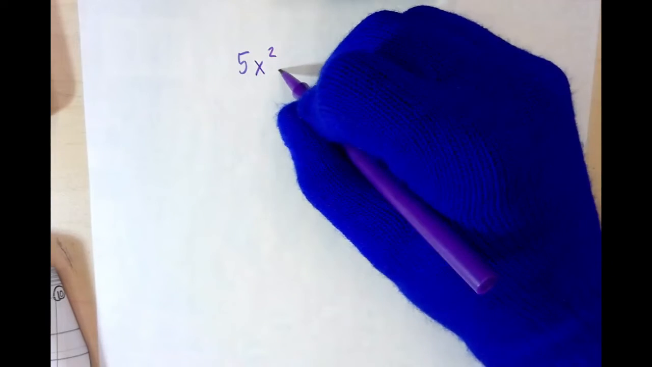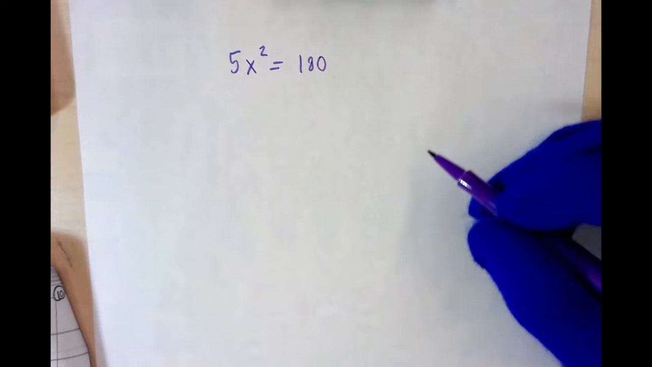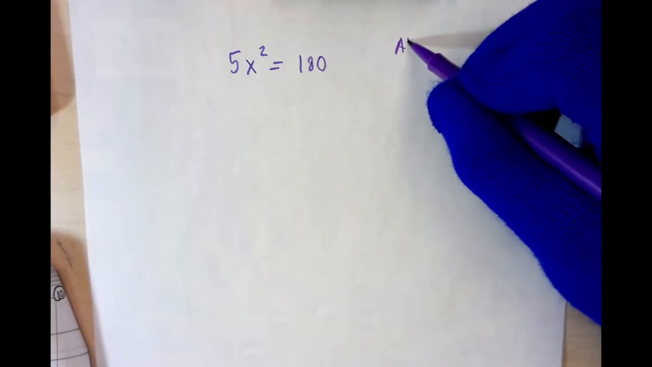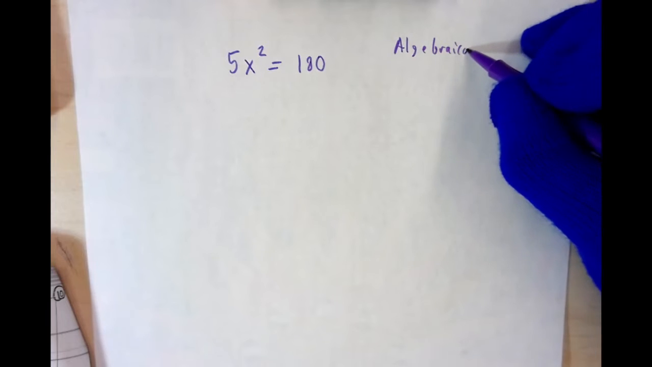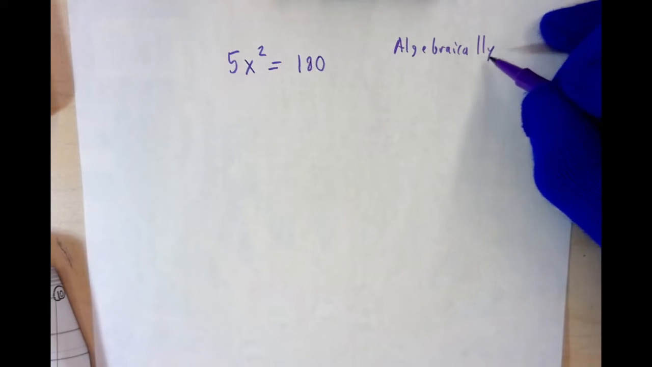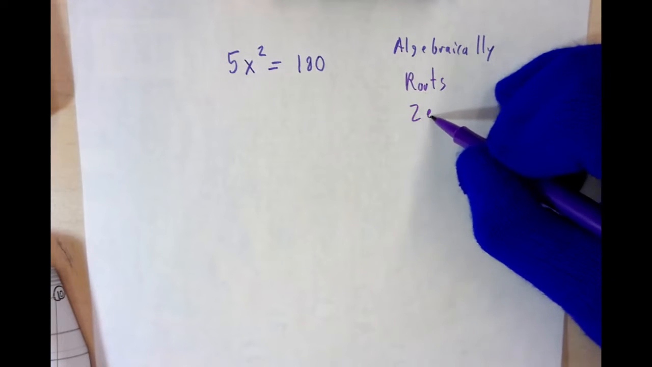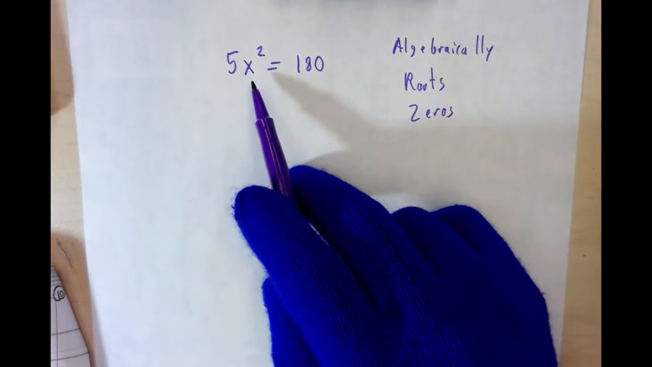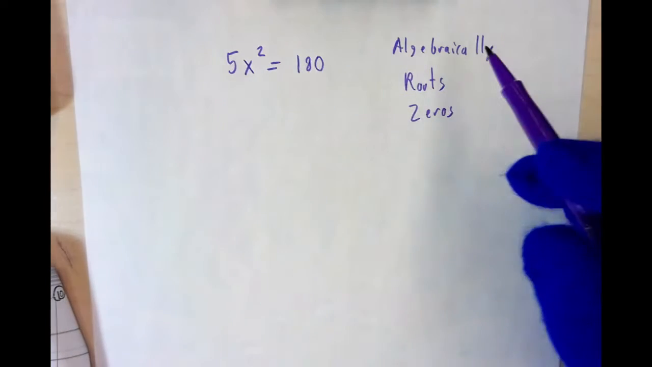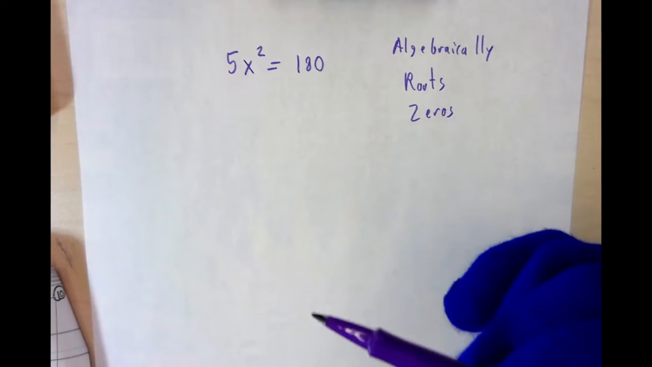Today I want to talk about particular types of problems that you're going to see on the Regents that are either going to say solve algebraically, or they're going to ask you for roots, or they're going to ask you for zeros. So anytime you get a question which has a variable to the second power and they ask you to solve algebraically or find the roots or find the zeros, you can actually use this method.